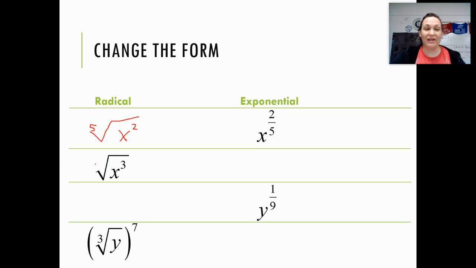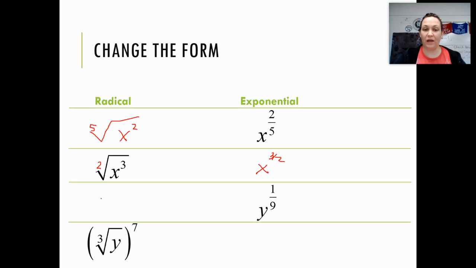For my next one, I need to remember that my index is 2. So this is going to turn into x to the 3 over 2. Make sure that your exponents are smaller and above, especially when they're fractions. When they're fractions, sometimes we accidentally write them too big, and then it looks like a fraction next to the variable.